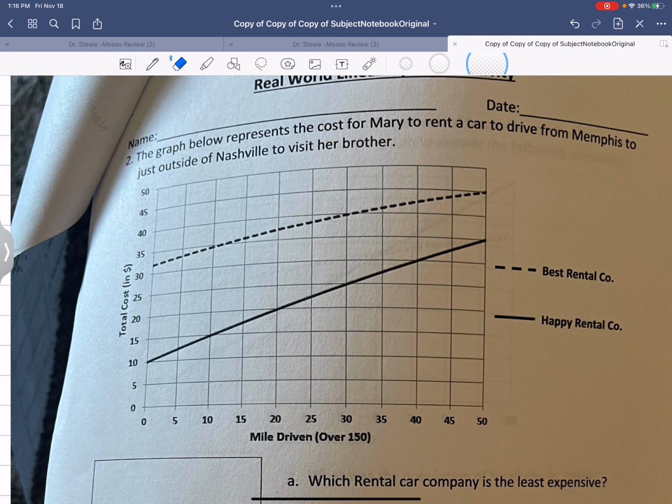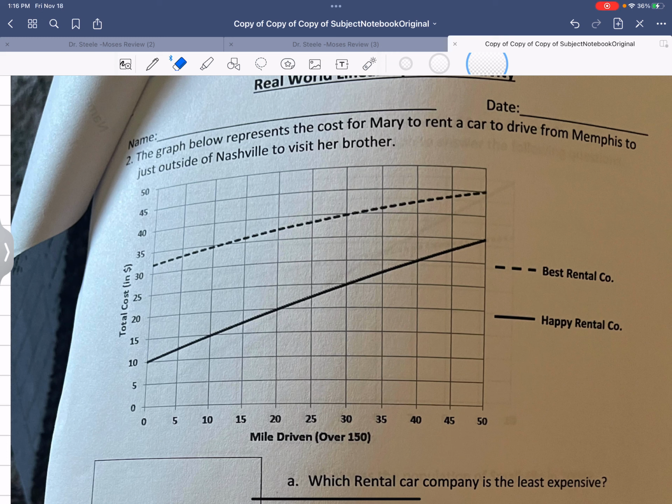The Best Rental Company is shown in dashed line. The Happy Rental Company is shown in solid. And I can tell you just by looking at the visible slopes of the lines that the dashed line has a more gentle slope. It's not sloping nearly as fast and high as the bottom one is.